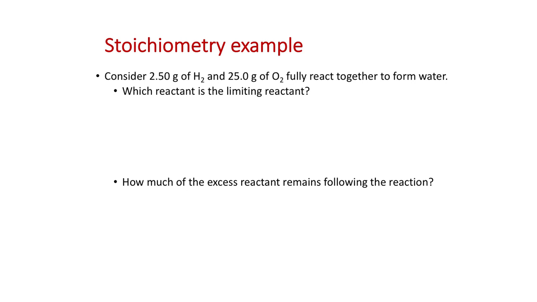Okay, so in this problem here where we have 2.5 grams of H2, 25 grams of O2 react together to form water. Which reactant is the limiting reactant? Which one's the excess reactant? Now, the one thing I want us to not necessarily do is just look at H2 and say, well, it's less, it has to be H2 is the limiting. H2 could be the limiting reactant, but it's not necessarily going to be because this mass is less than this mass.